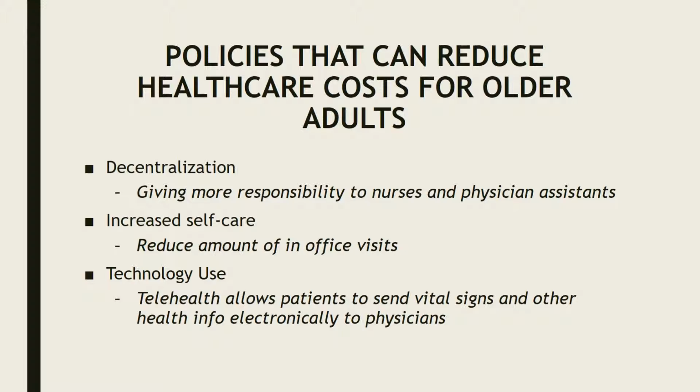The first example is decentralization, which is the process of pushing care provision down to the person with the lowest level of education. So basically, it's the idea of doctors giving more responsibility to nurses and physician's assistants so that the knowledge of healthcare can be spread out, which will ultimately lead to decreasing the cost of healthcare. Doctors will also need to rely more on nurse practitioners, physician's assistants, and other lower-level healthcare providers.